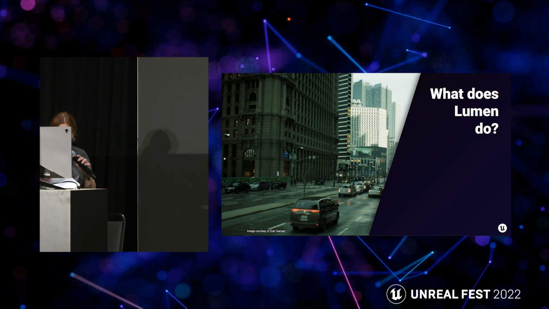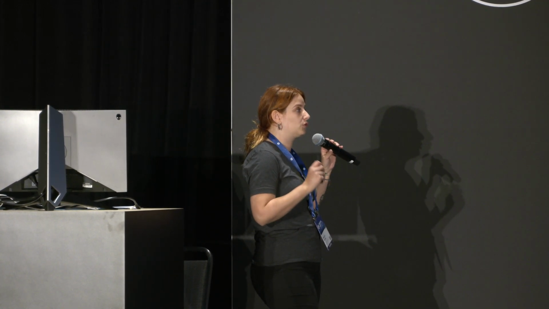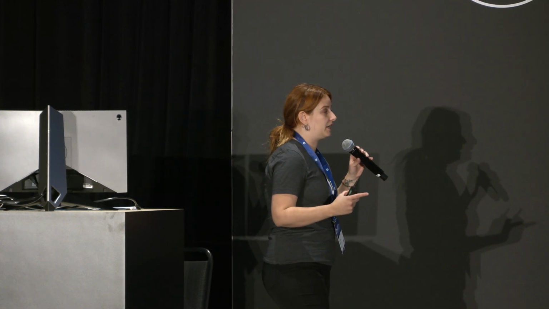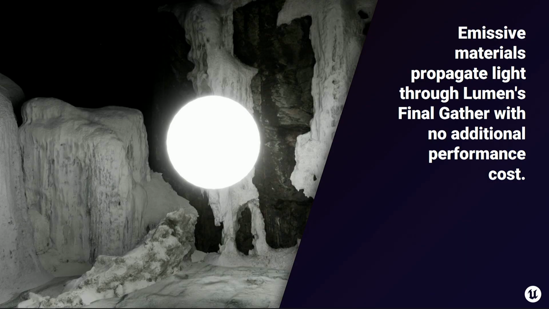But first, let's talk about what Lumen does, basically. Lumen provides infinite diffuse bounces which, merged with Nanite virtualized geometry, allows geometry to be more detailed. So Lumen is going to work along with Nanite. We need to have that in mind. And as you can see in the picture, the way that the light gets into the actual textures makes everything look even more realistic. As well, emissive materials propagate light through Lumen's final gather with no additional performance cost.